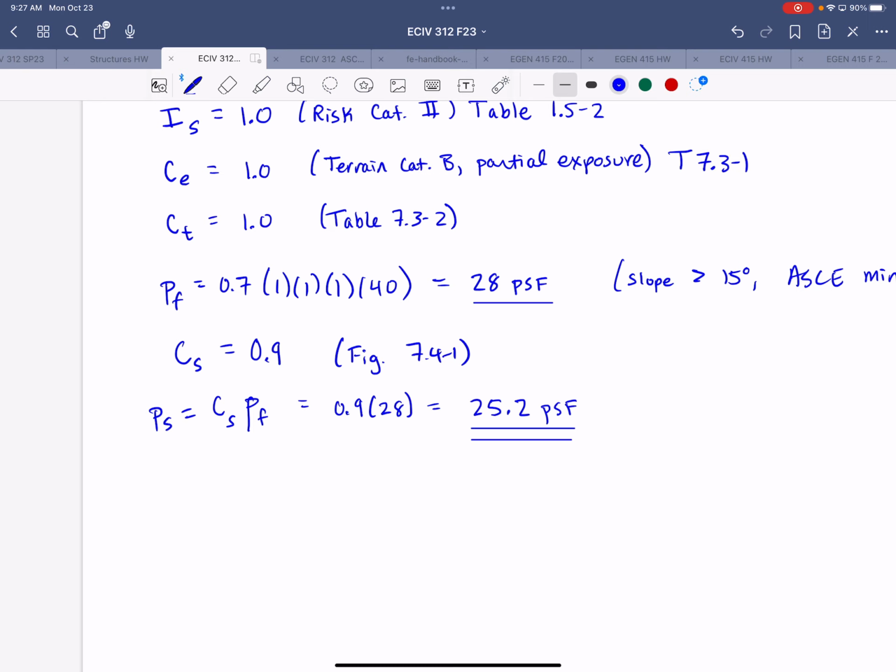All right, so that is our design snow load for the roof. That is something that you should check against any local requirements, all right? I already did the checking for Boston. Boston doesn't have any additional requirements for snow loads, no prescribed minimums other than what we've already seen. So after checking that, you can conclude that this is the design snow load for the roof.